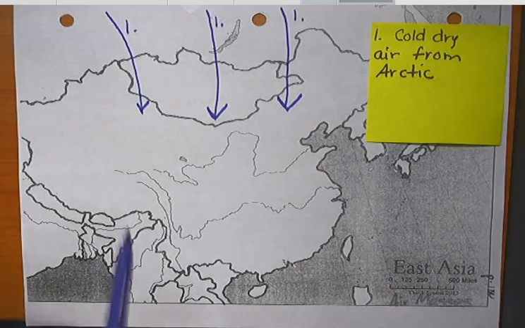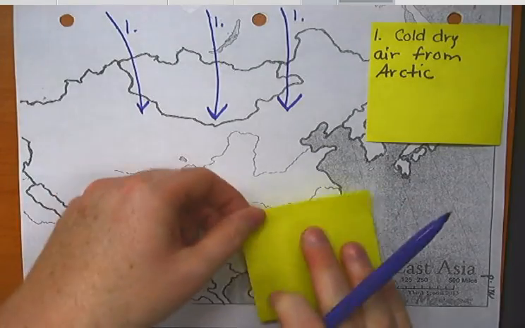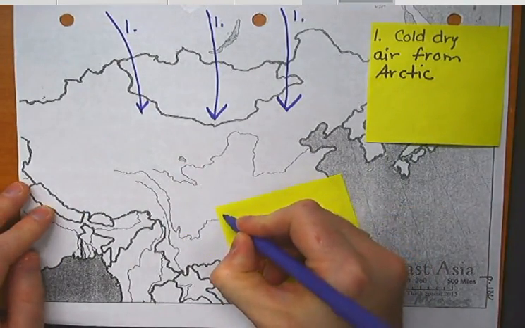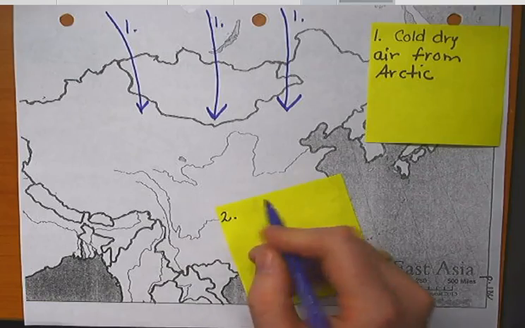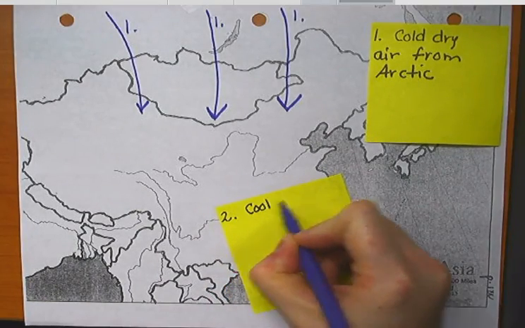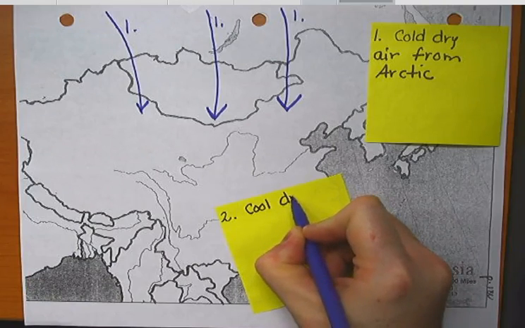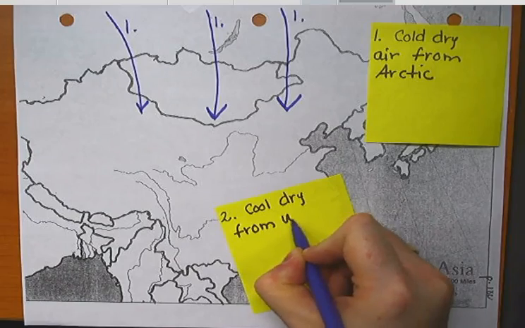Next, we'll take our next post-it note and we'll put a number 2. And the second one, it's cool, dry air from the west. So number 2, we'll put cool, dry from west.